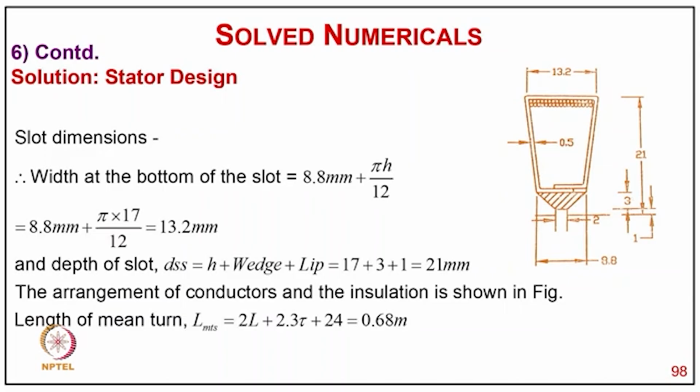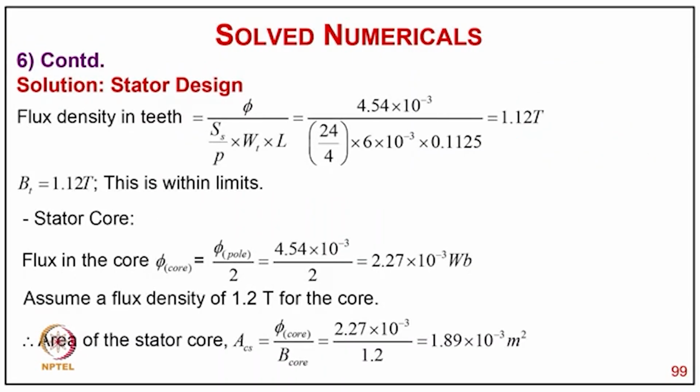The arrangement of conductor and the insulation are shown in the figure for the length of mean turn LMT, and mean turn length is now LMT 12 plus 2.3 tau plus 24, it comes 0.68 meter. Now flux density in the tooth Bt comes phi upon Ss by P into Wt into Li. So here it comes 1.12 Tesla. But this is within the limit.